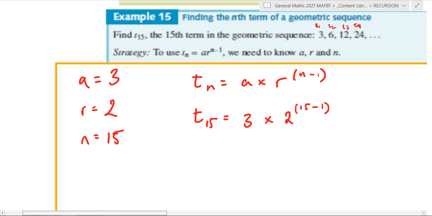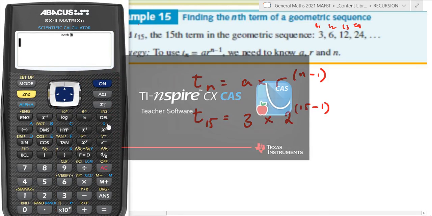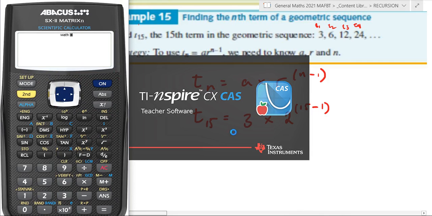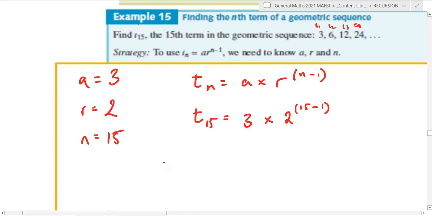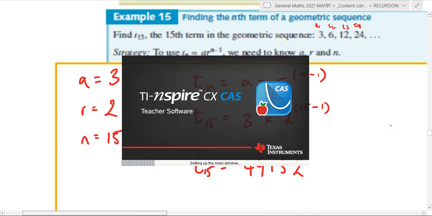I'll do that on this calculator quickly because my CAS hasn't loaded. So it's going to be 3 times 2 to the power of, this button here, 15 minus 1. You don't necessarily have to put it in brackets, but it is good practice just in case. Okay, it gets a bit crazy. So put it in your calculator. The 15th number is 49152. So T15 is 49152.